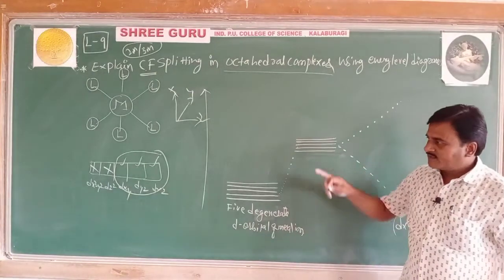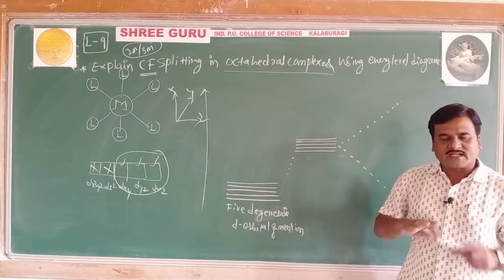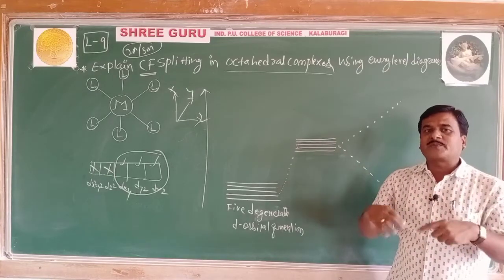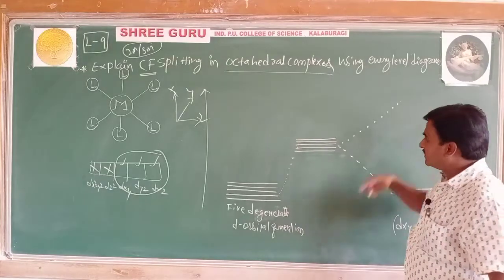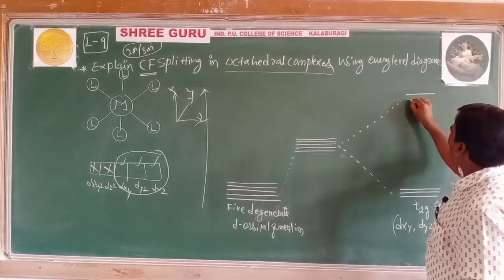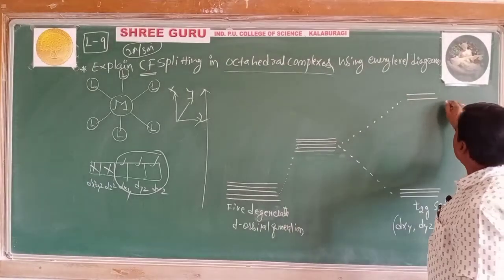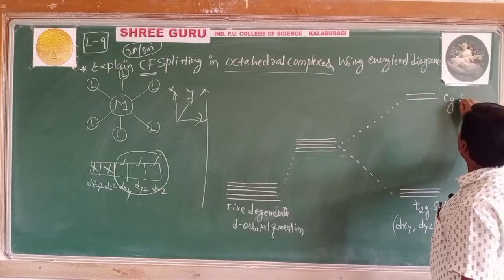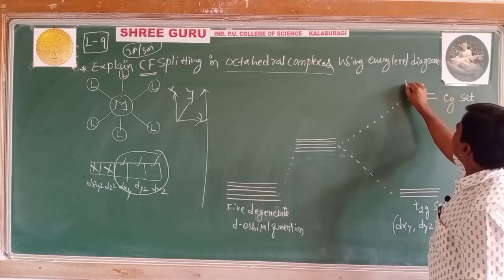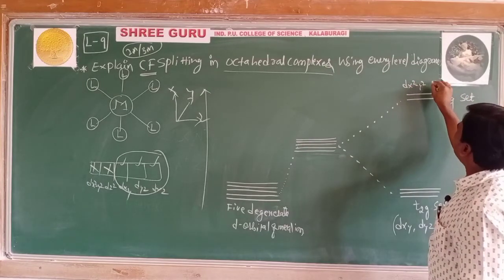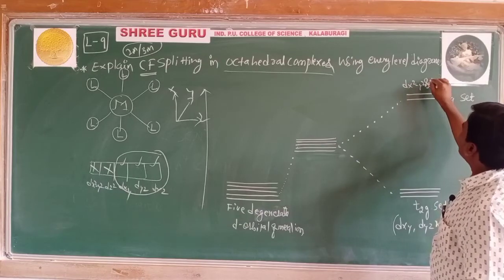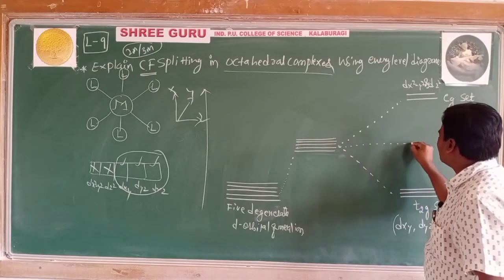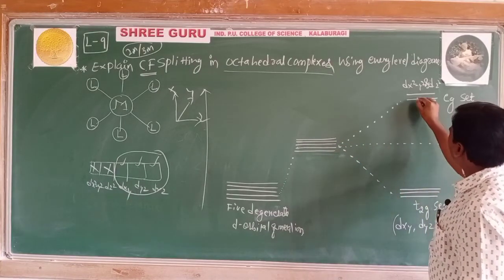That is the difference. The dx square minus y square and dz square, as they point along the axes towards the ligand, experience a greater repulsion. With the greater repulsion, they split into a higher energy set, which is the EG set. Those are dx square minus y square and dz square.